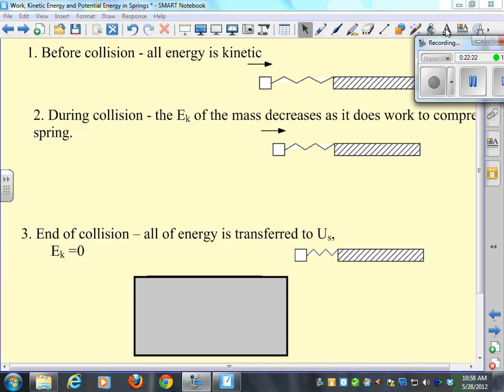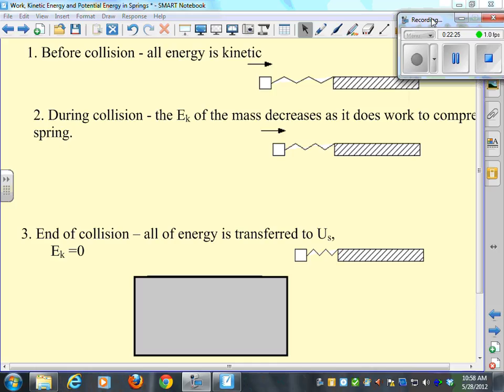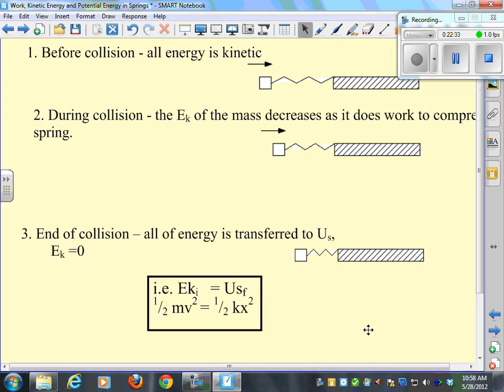At the end of the collision, all of the energy is transferred, and the kinetic energy becomes 0. And this is the key right here. The initial kinetic energy becomes the final spring potential energy. All of that initial kinetic energy is transferred to final potential. Or in other words, 1/2 mv squared equals 1/2 kx squared. That's the formula. It has a nice symmetrical look to it.